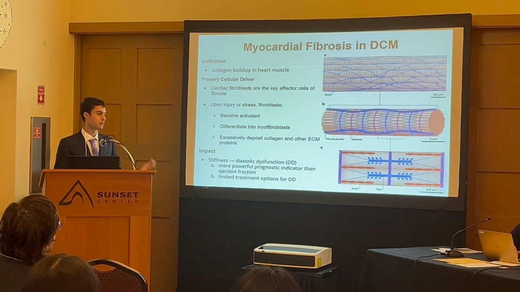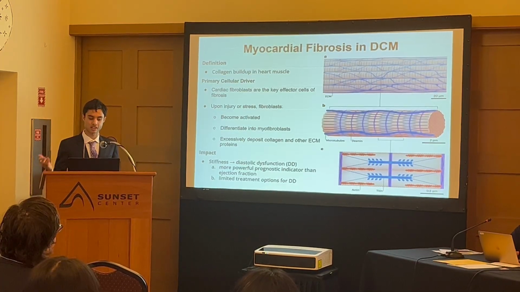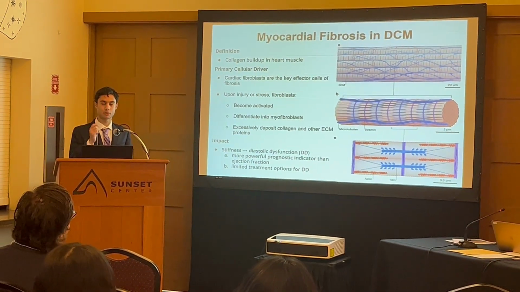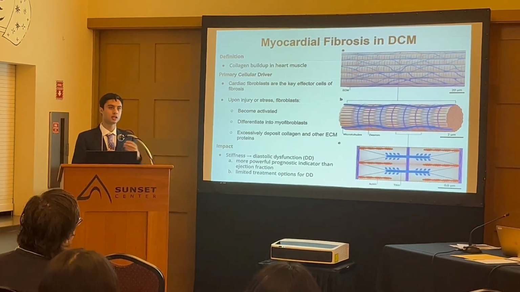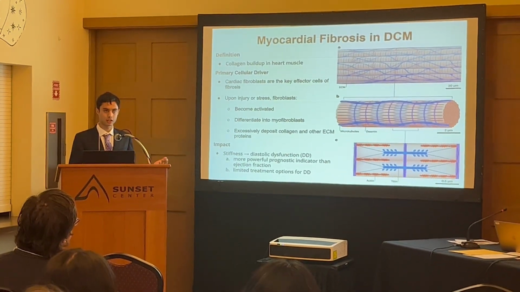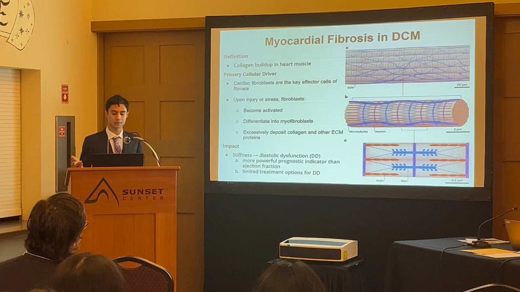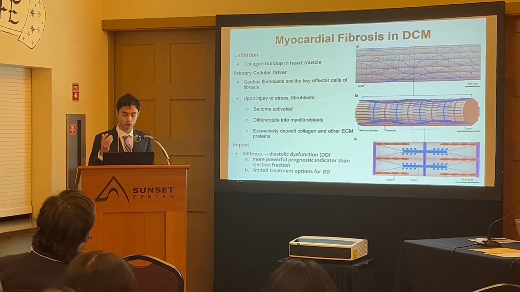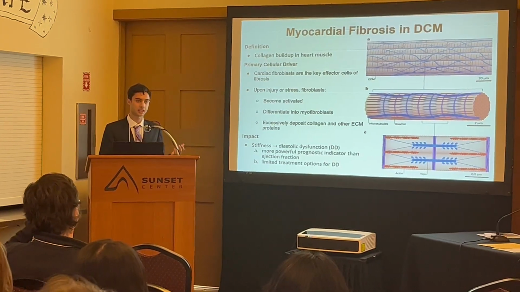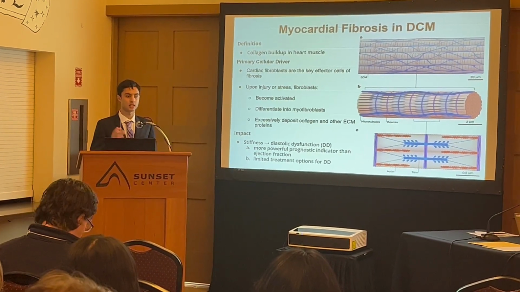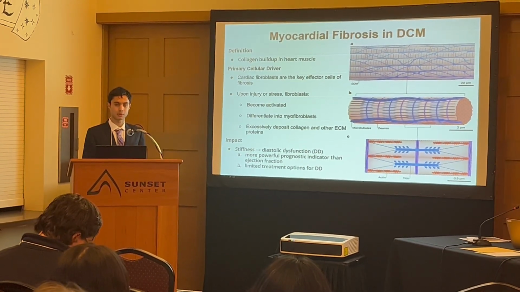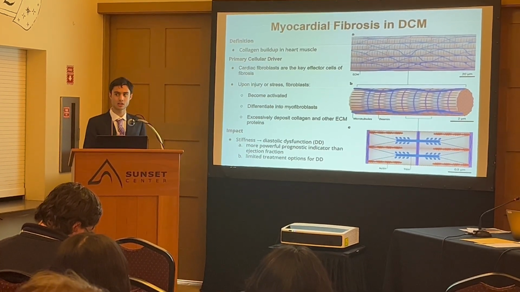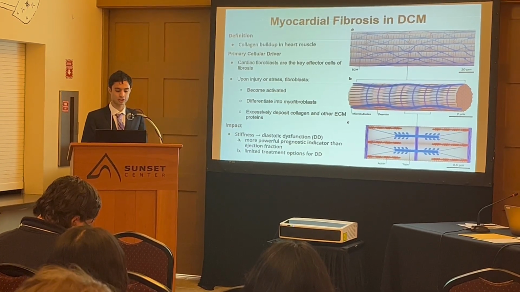Now I'll be going over myocardial fibrosis that occurs in DCM. Myocardial fibrosis involves the excess collagen buildup that occurs in heart muscle cells. The primary driver of myocardial fibrosis are cardiac fibroblast cells. When cardiac fibroblast cells are under stress or in an injured state, they become activated. Once activated, they differentiate into myofibroblasts. These myofibroblast cells then excessively deposit collagen and other such extracellular matrix proteins.